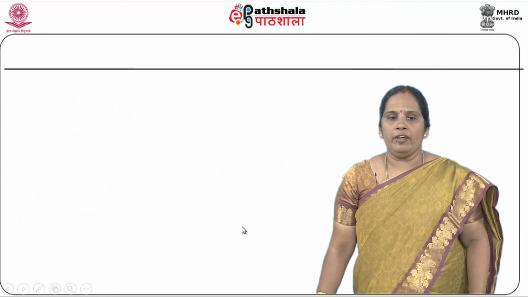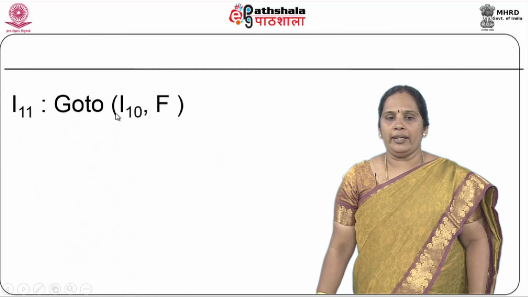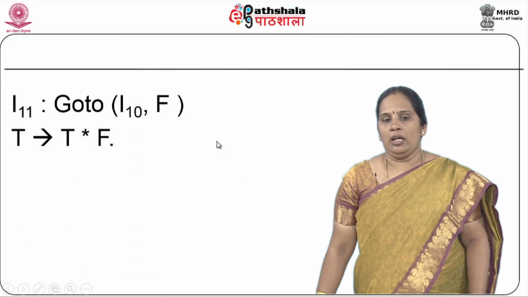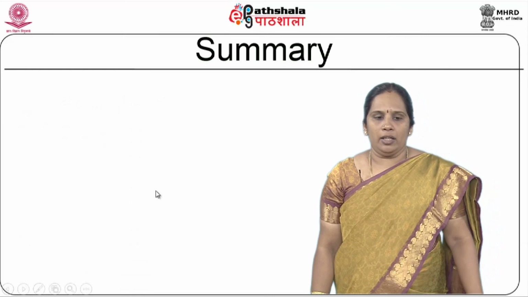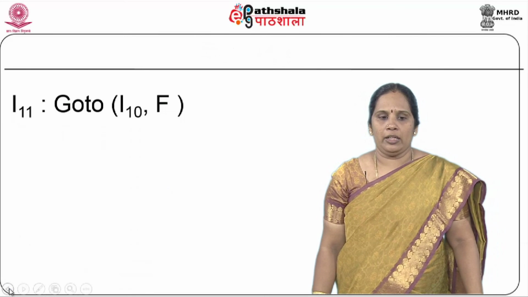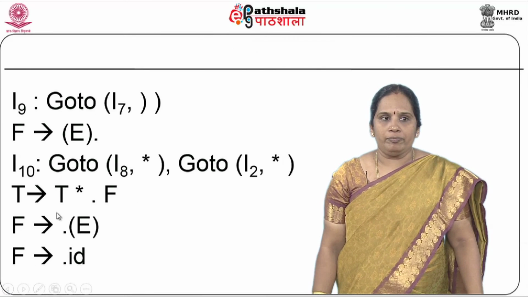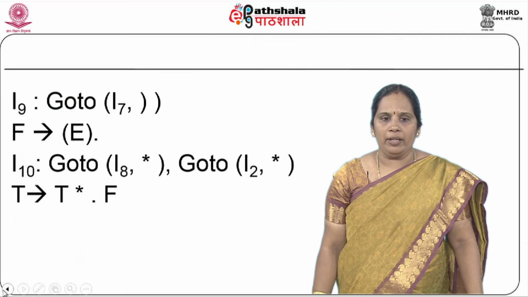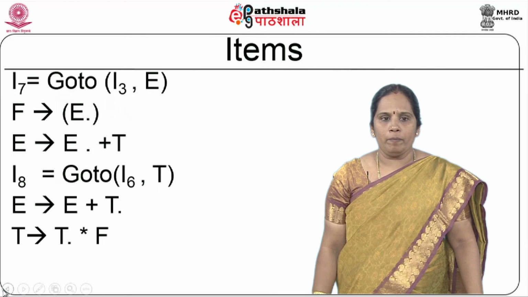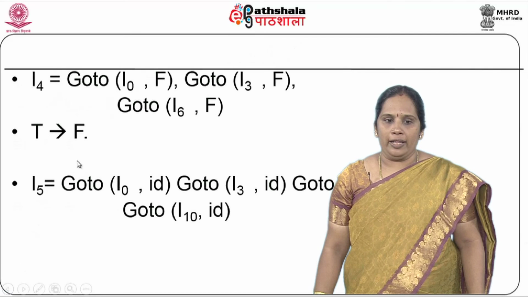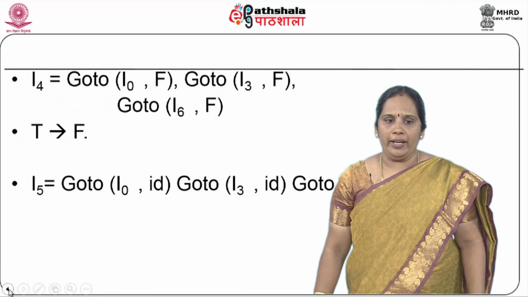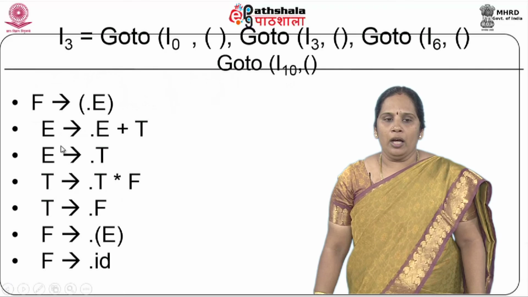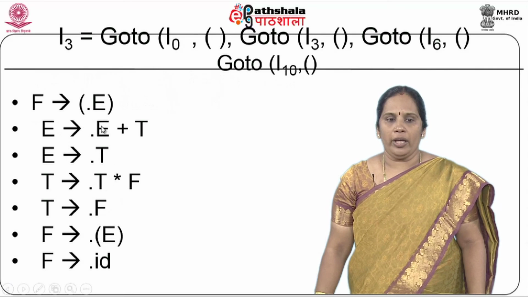And I11 will be Goto of I10 comma F, which is this. Now, all the other things would be repetitions. If you consider, for example, I am done with I3, nothing to consider in I4, I5 also there is nothing to consider, I3 there is so much.